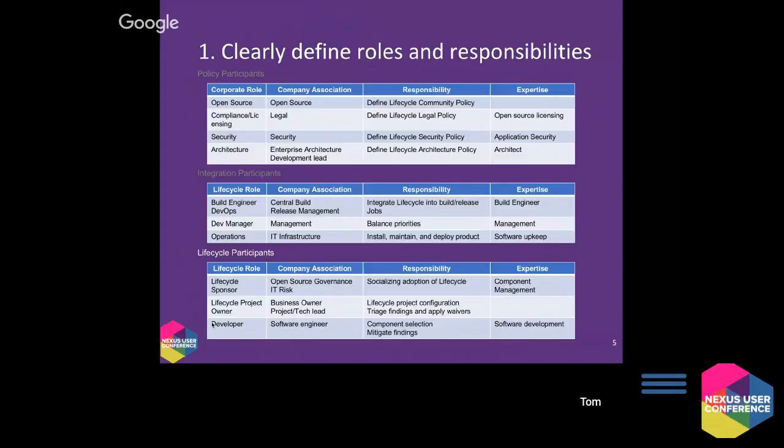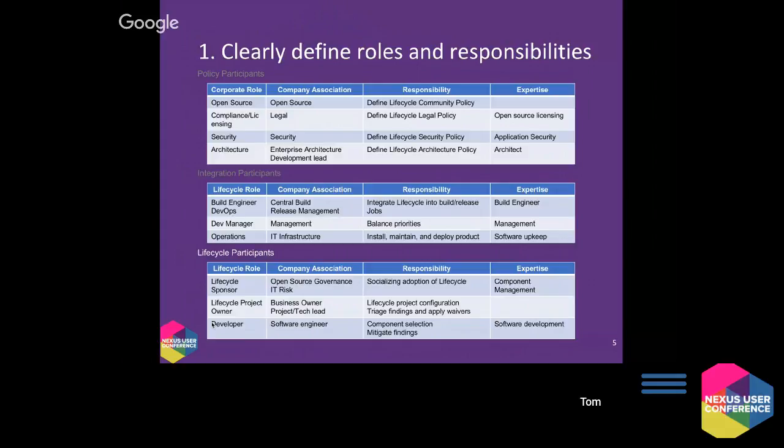So the two that I want to highlight are the lifecycle sponsor and the project owner. So the sponsor is responsible for socializing the adoption of lifecycle. Generally represents the open source governance within the enterprise, and also risk. The project owner, that is often a software development project lead or tech lead or some other kind of business owner, and they're really going to be responsible for the findings and the waivers and things like that.